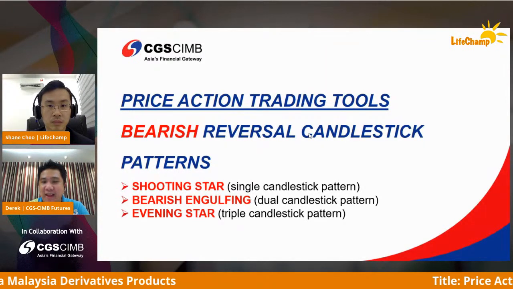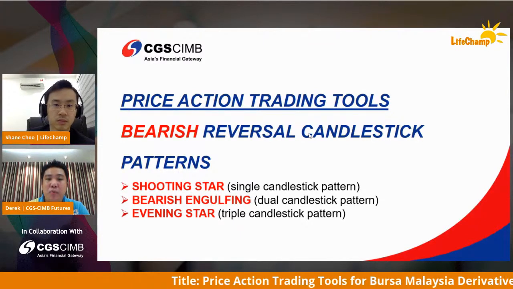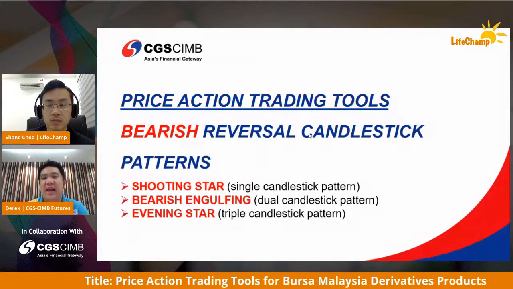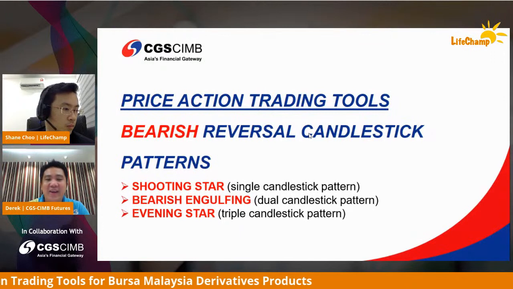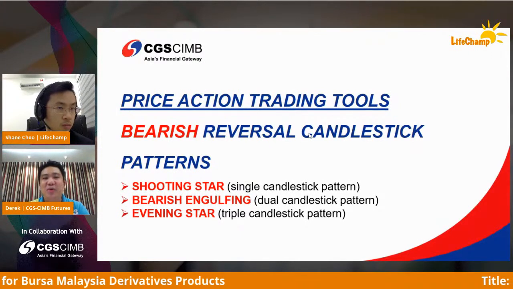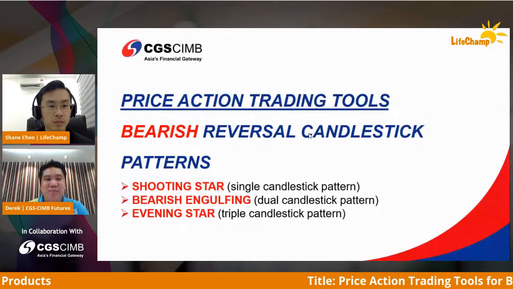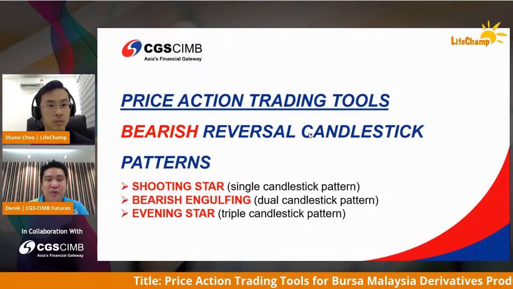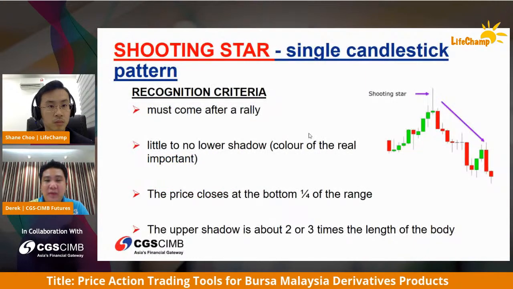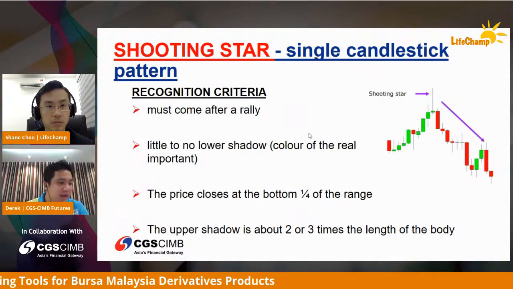Actually, from the names, I think you can also guess. They are the opposites of the bullish reversal candlestick patterns that I mentioned earlier, because everything comes in pairs. There's a male and female. In candlesticks, the same theory applies. Okay, let's go to the first one, the shooting star. Everyone can see the shooting star here.